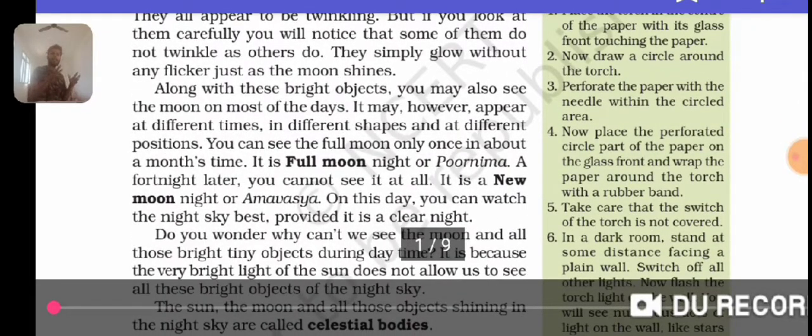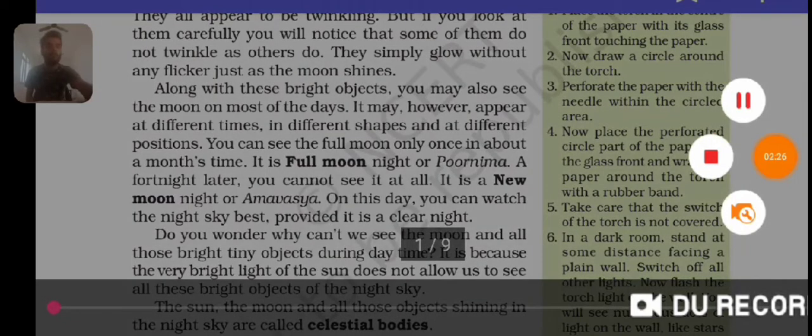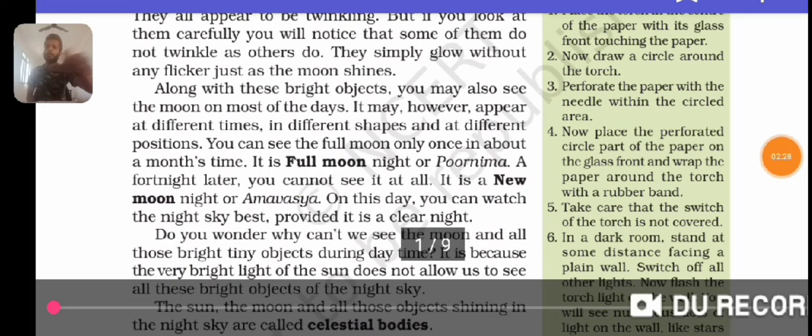It is also the largest object in the solar system, and it is made up of extremely hot gases. The distance between the Earth and the Sun is about 150 million kilometers.